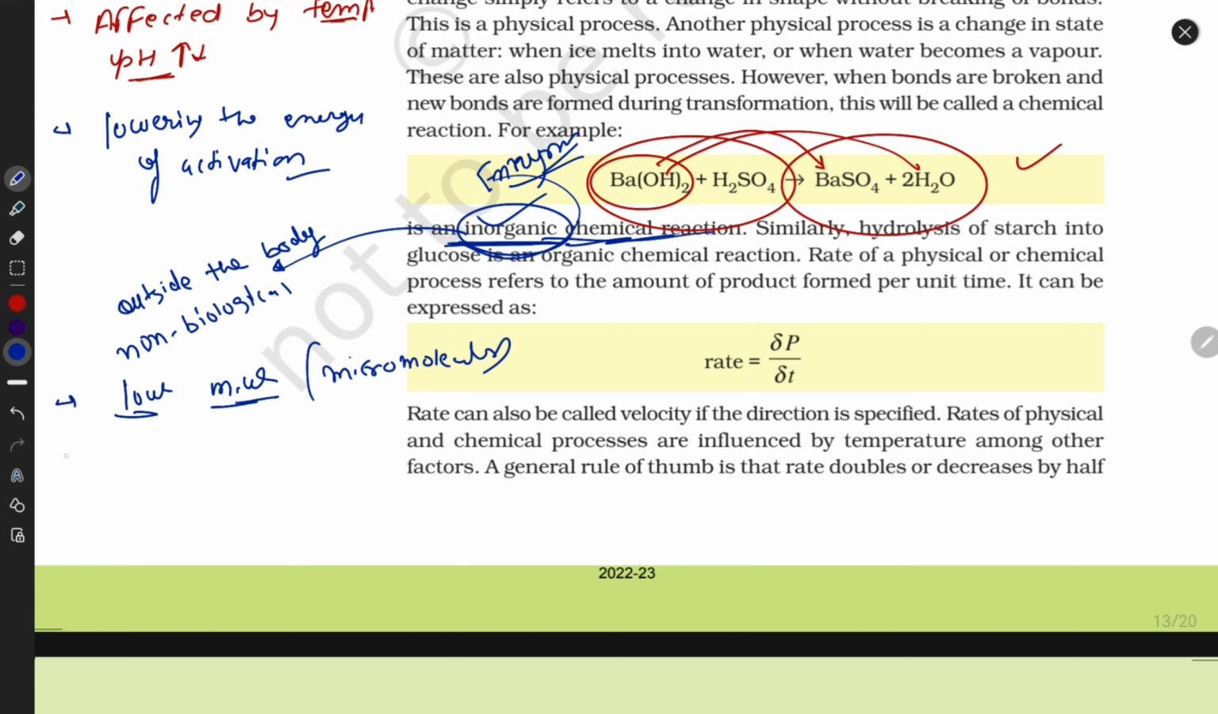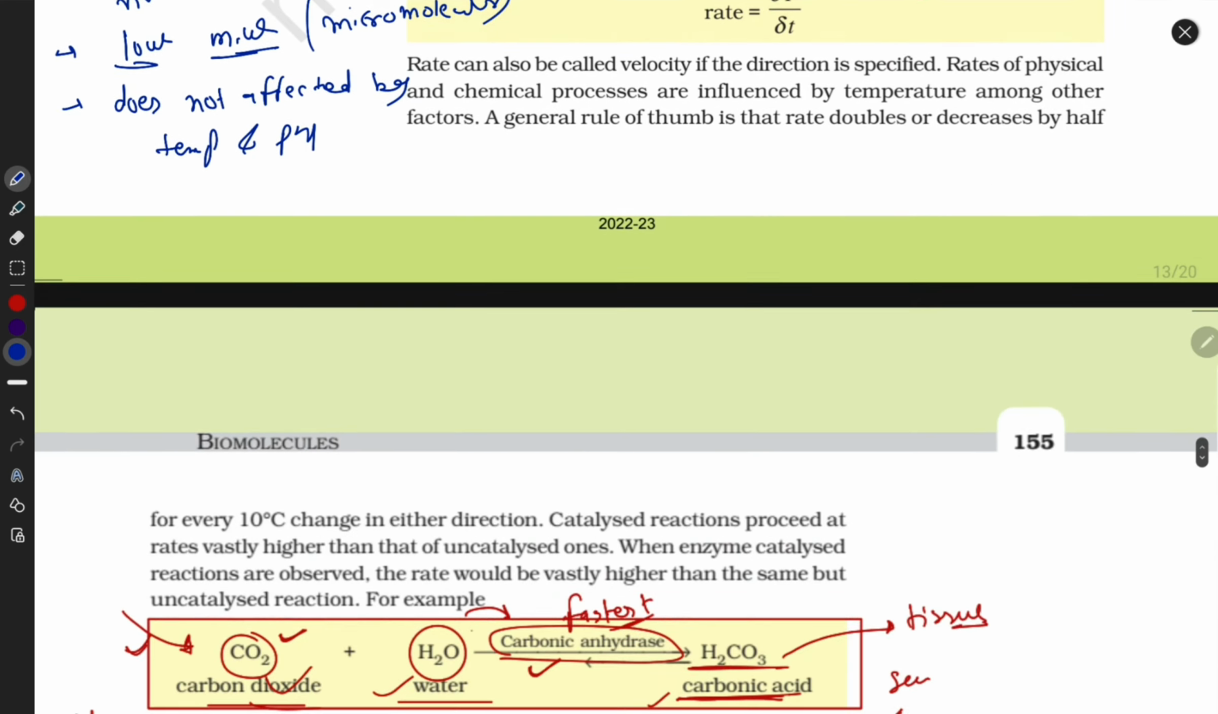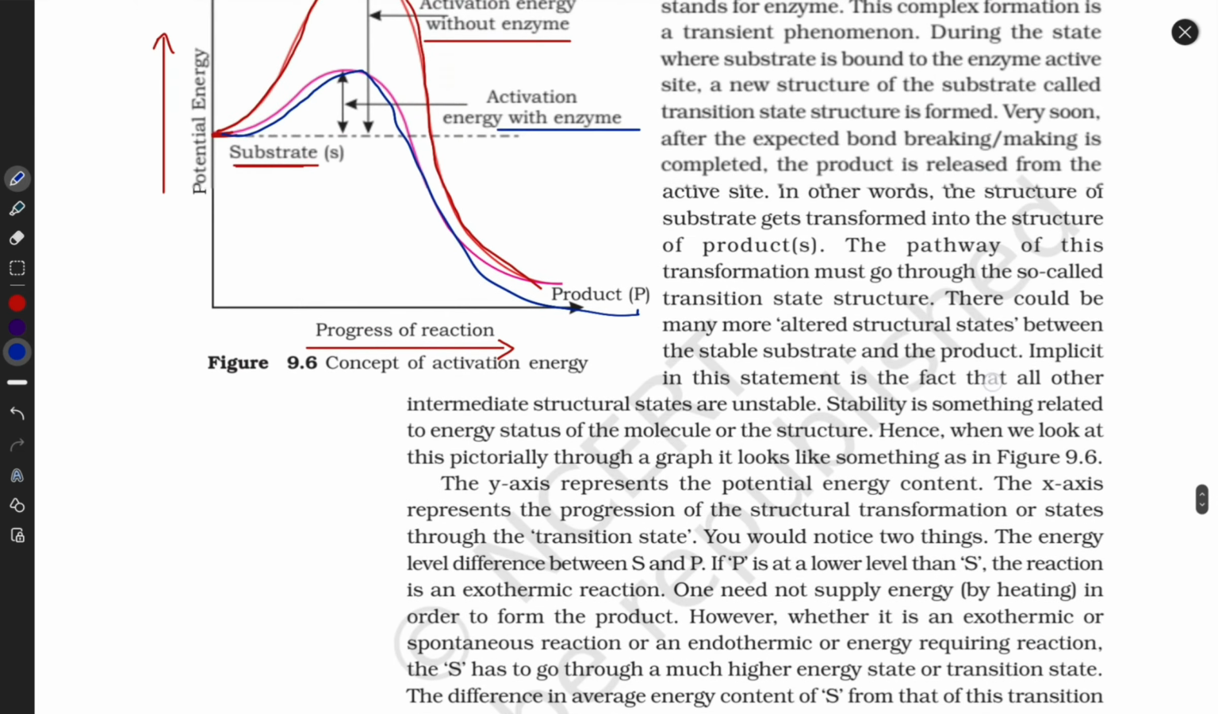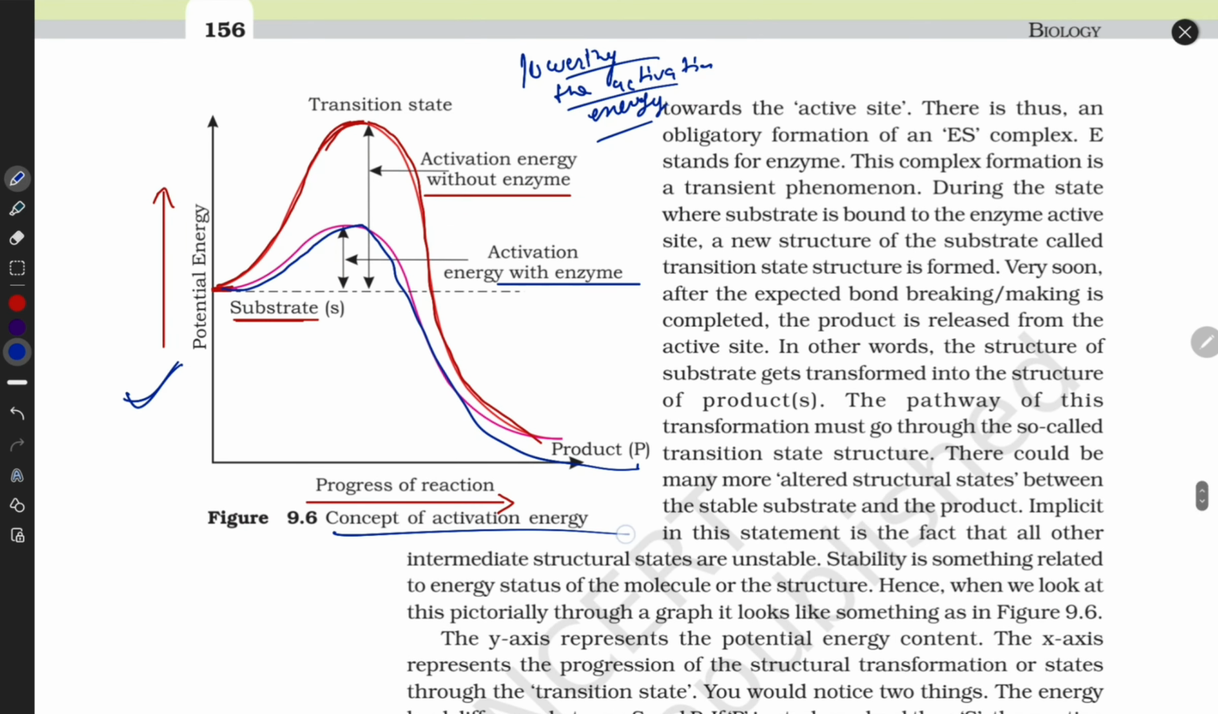They are not specific in nature, and they are not affected by temperature and pH. This is the opposite of enzymes. So this is your graph: the concept of activation energy.